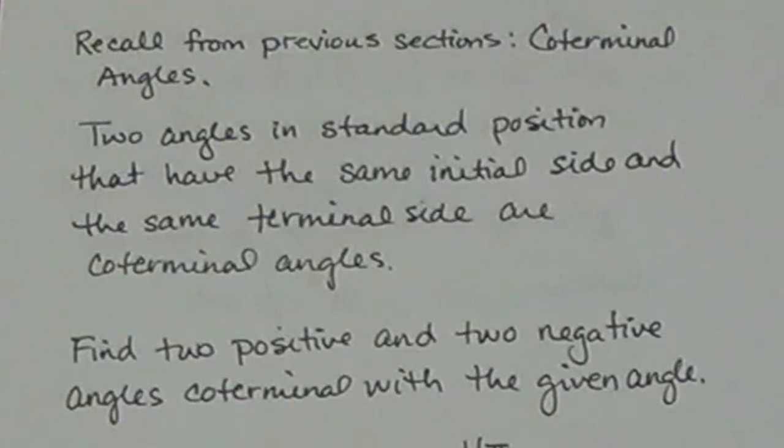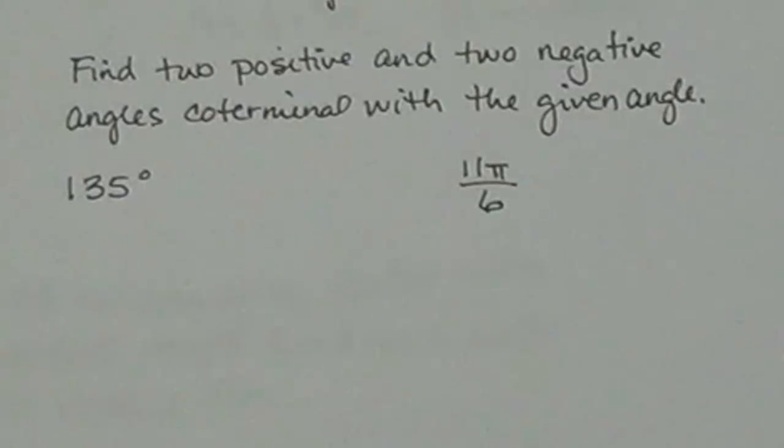Recall from previous sections coterminal angles. Coterminal angles are any two angles in standard position that have the same initial side and the same terminal side. Usually the difference between them is the number of revolutions or partial revolutions on the unit circle. Just like we did before, we want to be able to find two positive and two negative angles coterminal with the given angle. The only difference here is we're not only looking at radian measure, we're also going to do some degree measure.